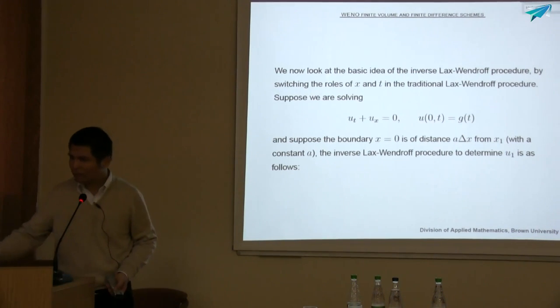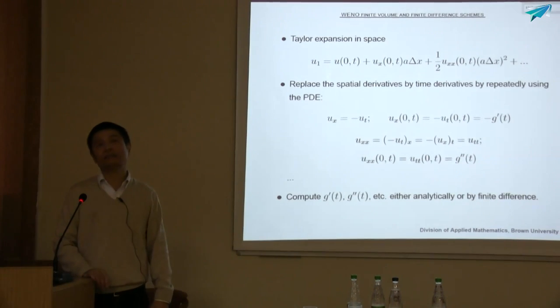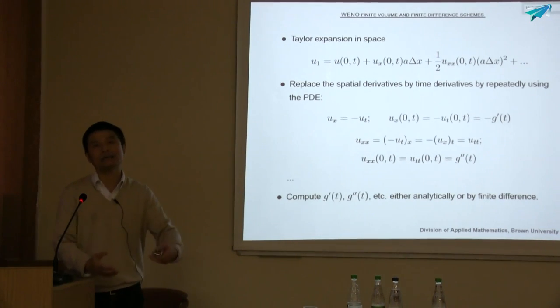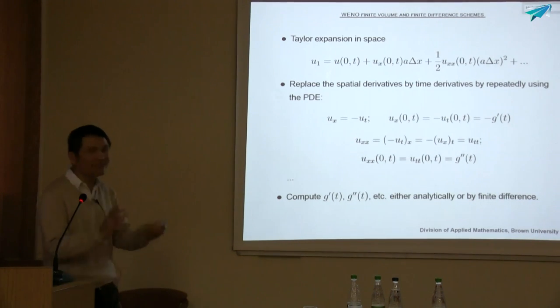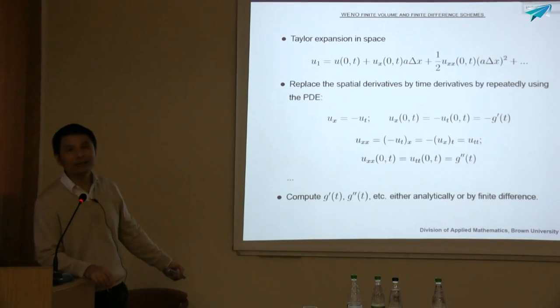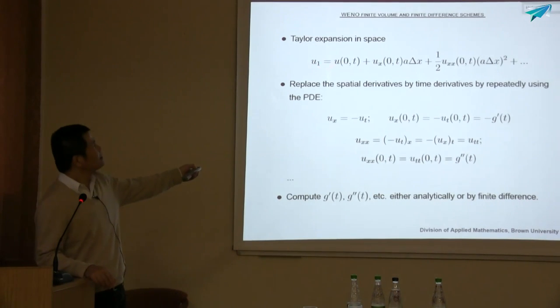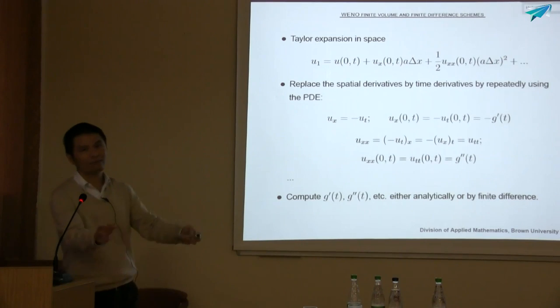So this is what you do. You perform a Taylor expansion, this time in space. Before, you were performing a Taylor expansion in time, right? This time, you perform a Taylor expansion in space, inwards. So u_1, which is the value of u evaluated at x equals x_1, is equal to u evaluated at 0 plus u_x at 0 times the distance from x_1 to 0, which is a times delta x, plus one half u_xx times a times delta x squared plus and so on.